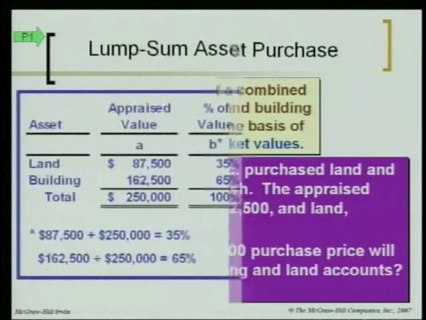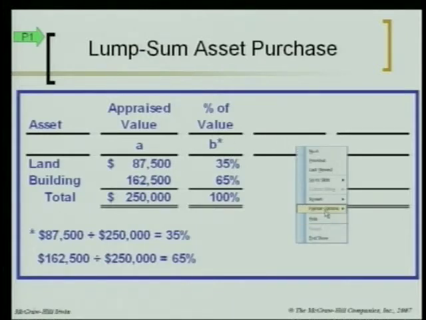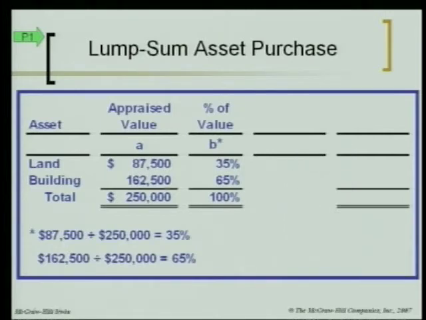Well, I'll show you. You are going to use those appraised values to allocate that purchase price of $200,000. Okay? The appraised value of the land was $87,500. The appraised value of the building was $162,500. Now what you do is the total of those is $250,000. The total of those is $250,000. Then you're going to divide $87,500 by $250,000, and that equals 35%. $162,500 divided by $250,000 is 65%.